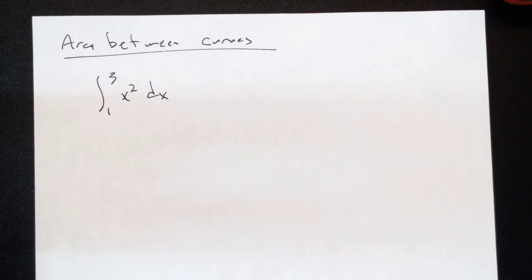What's your picture look like? Talk to me. The graph of x squared is a parabola, and our 1 to 3 gives us, we're on the right side, and we're looking under the parabola between 1 and 3.